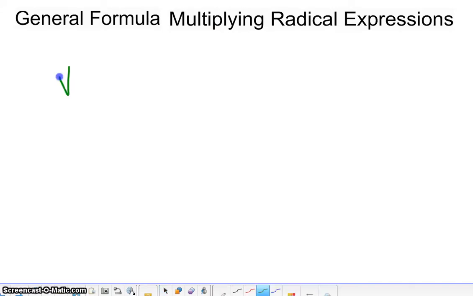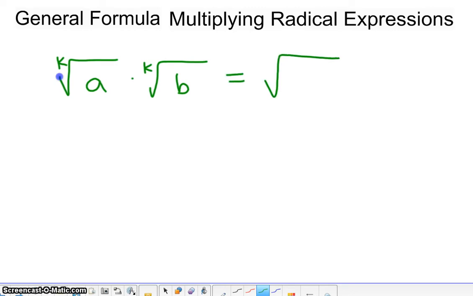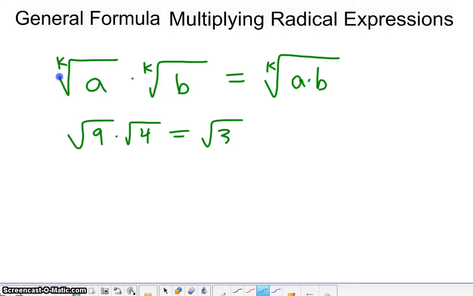If you had two radicals, A and B, with the exact same index, and that's very important to have the same index, you can combine them all into one under the same radical sign. So for example, if you had the square root of 9 and the square root of 4, you can combine them to be the square root of 36, which gives you 6. You can also do the reverse.